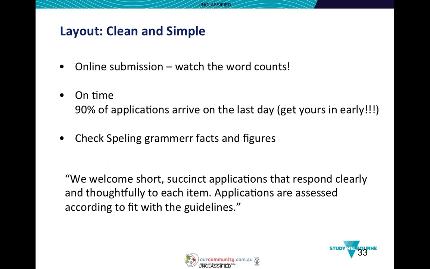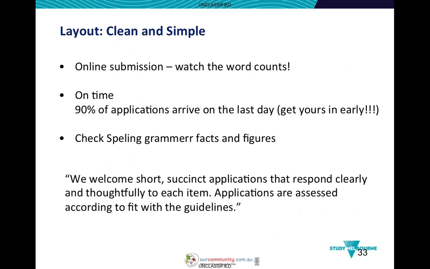Just a point on layout: keep it clean and simple. The online submission, make sure you watch those word counts. Again, please try and get your application in early. Check those spelling, grammar, facts and figures.